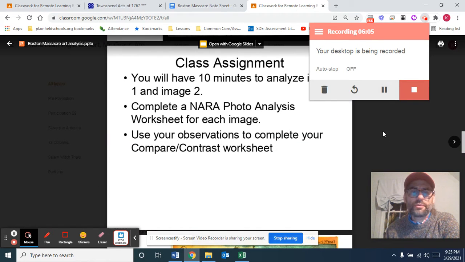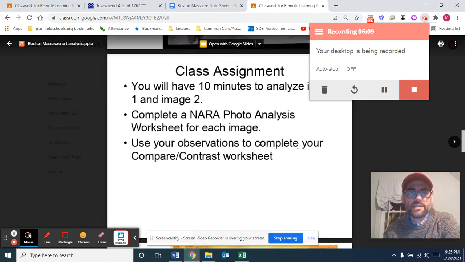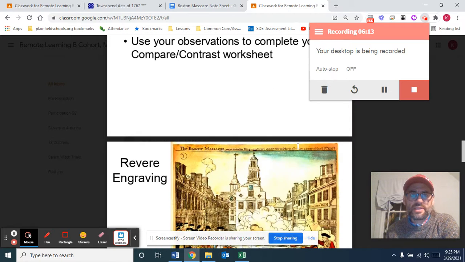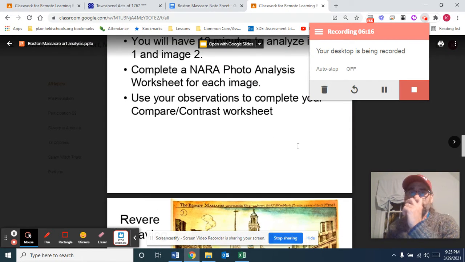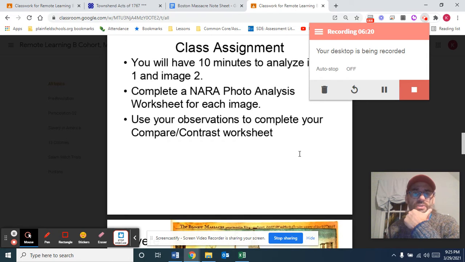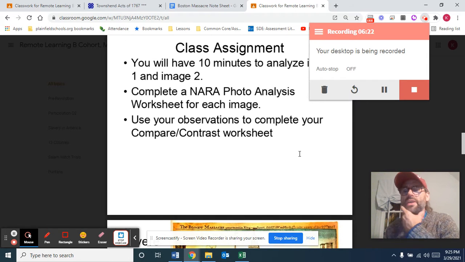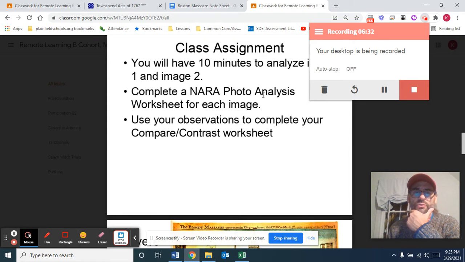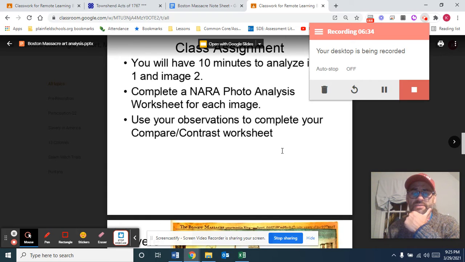So we have some pretty straightforward instructions here. You have 10 minutes to analyze image 1 and image 2. Complete the worksheet that's attached for each image, and then use your observations to complete your compare contrast worksheet. I don't believe I included that for you, so just make a note of what is different between the two images. You may have to make a copy of the worksheet to have two copies for your activity.